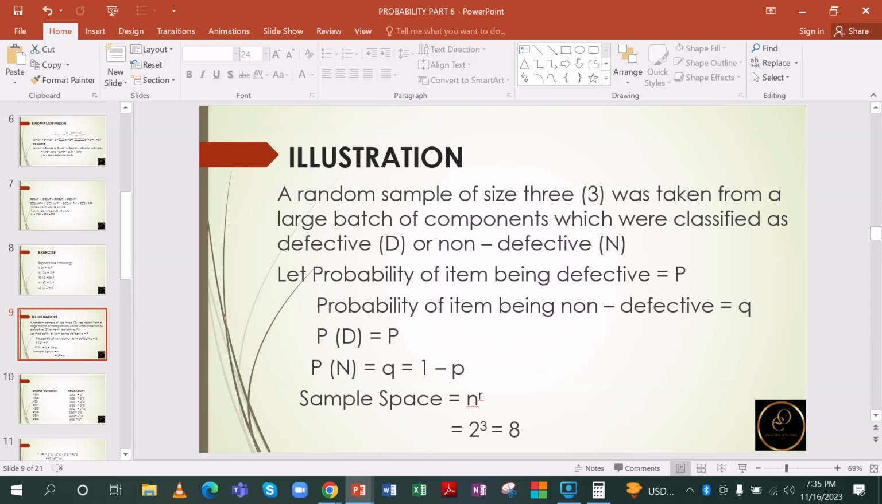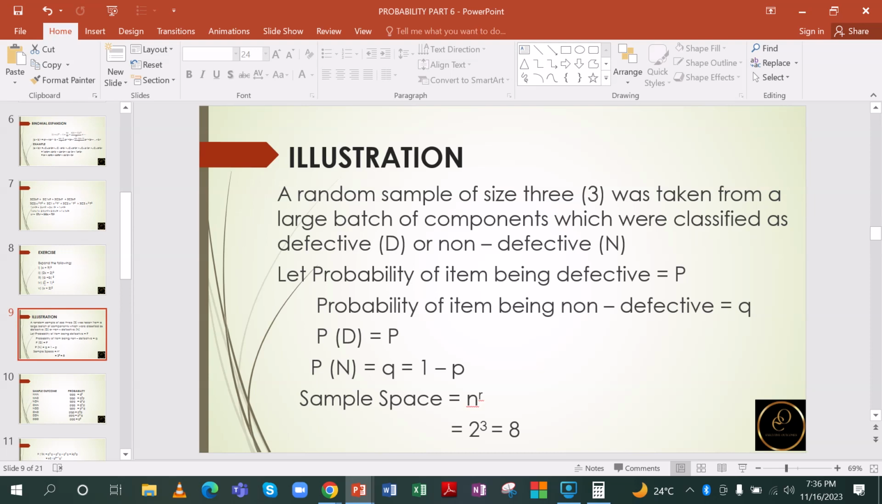We have been told the random sample of size 3. So the 2 possible outcomes is the base, and the sample size 3 is the power. Meaning that if you want to know the sample space, you can use this formula, 2 raised to power 3, with the sample size, to give you 8. Meaning there are 8 possible outcomes. That's the sample space.